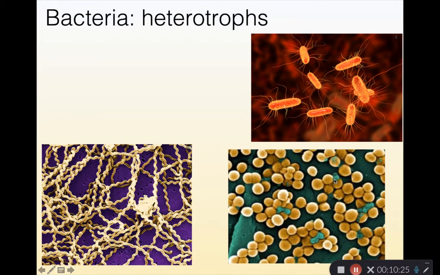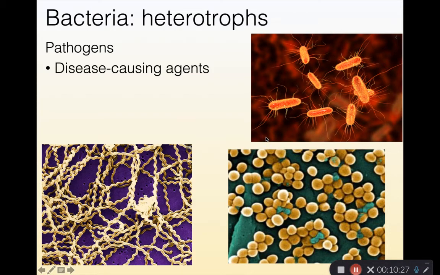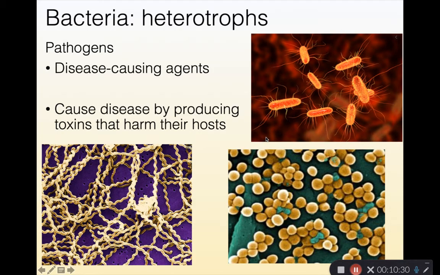So probably the bacteria that we're most familiar with are those that are pathogen-causing agents, and they cause disease by producing toxins that become harmful to their host. So here we have those three examples from earlier. We have rod-shaped bacteria, E. coli. We have Staphylococcus aureus, and we have leptospirosis.